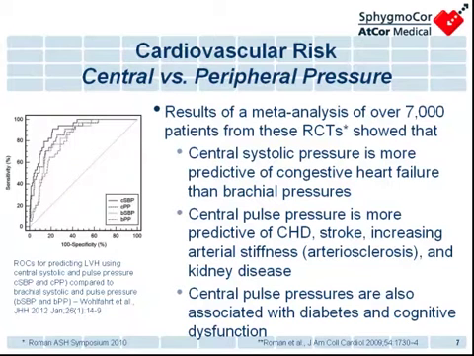And the best predictive model we have is this curve here, which is central pressure, so central systolic blood pressure. Central systolic blood pressure is more predictive of congestive heart failure than brachial pressures. It's more predictive of heart disease, stroke, arterial stiffness, and we reflect that in my lab with coronary calcium scans and plaque in the coronaries, and in kidney disease, as we heard about already. It's also associated with diabetes, and there have been some studies showing now that cognitive dysfunction is greater in patients who have higher central pressure, so maybe affecting the brain in a more indirect way than overt stroke.